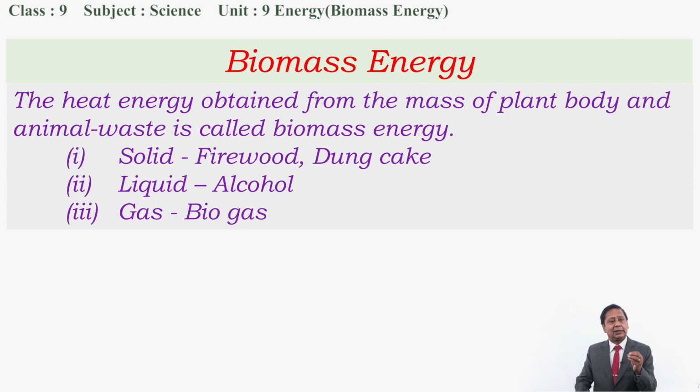Third is the gaseous form also. We can use biomass in gaseous form also. This is biogas. We'll talk about biogas in detail later. Okay, this is the introduction of biomass energy. It is the energy which we get in the form of heat energy, and it is obtained from the plant body and animal waste. It can be obtained in the form of solid, liquid and gas.